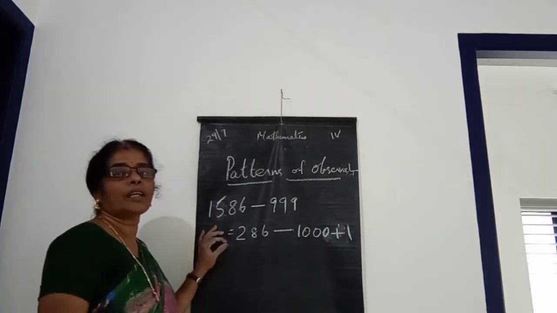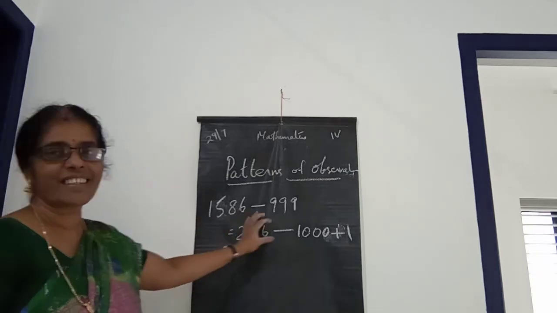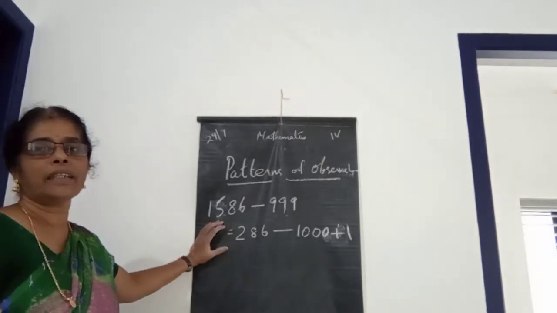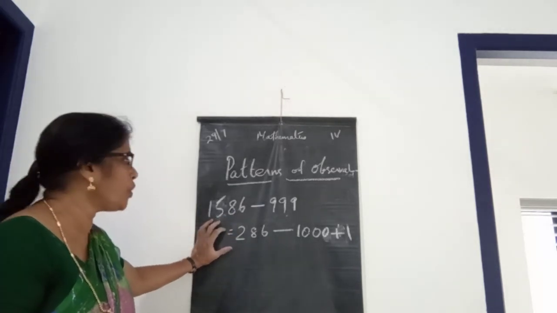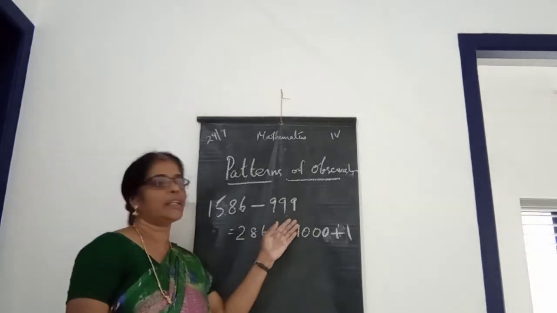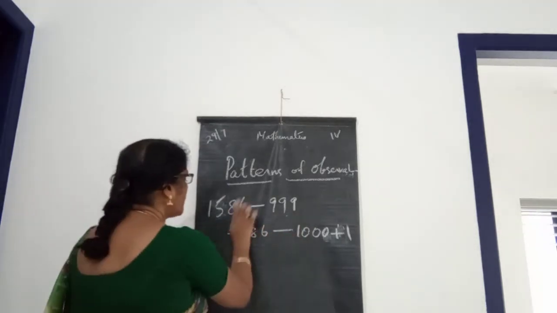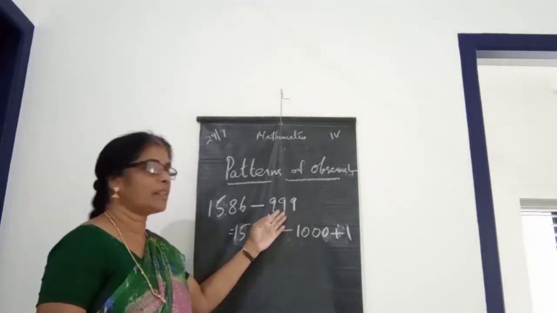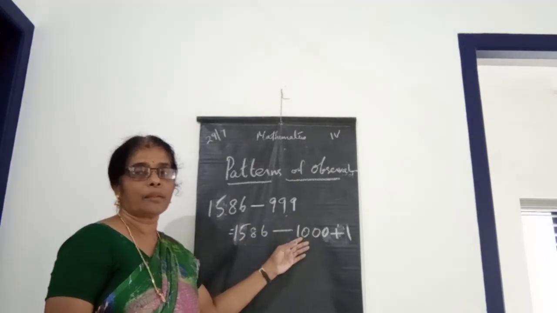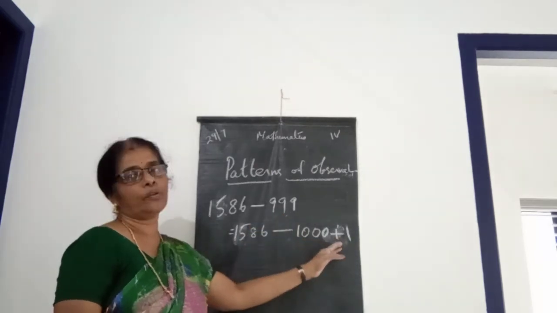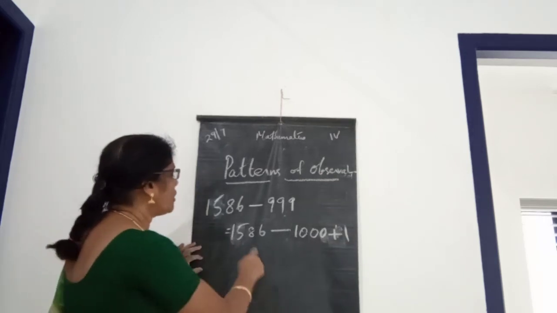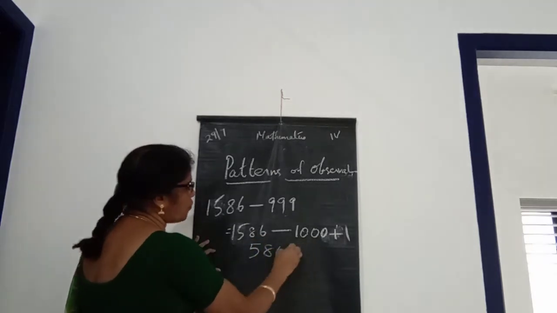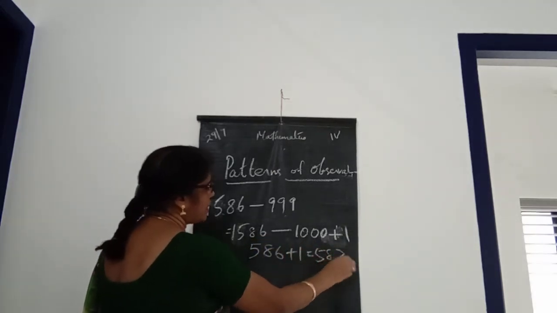So we can take 1586. That is better, because 286 is smaller than this, isn't it? 1586 minus 999. Instead of 999 you can take 1000. Then 1586 minus 1000, and you have to subtract 999. Instead of that you already subtracted 1000. Then 1 is more, that you have to add here. Okay. Then 1586 minus 1000, that is 586, isn't it? Plus 1, that is 587, the answer.